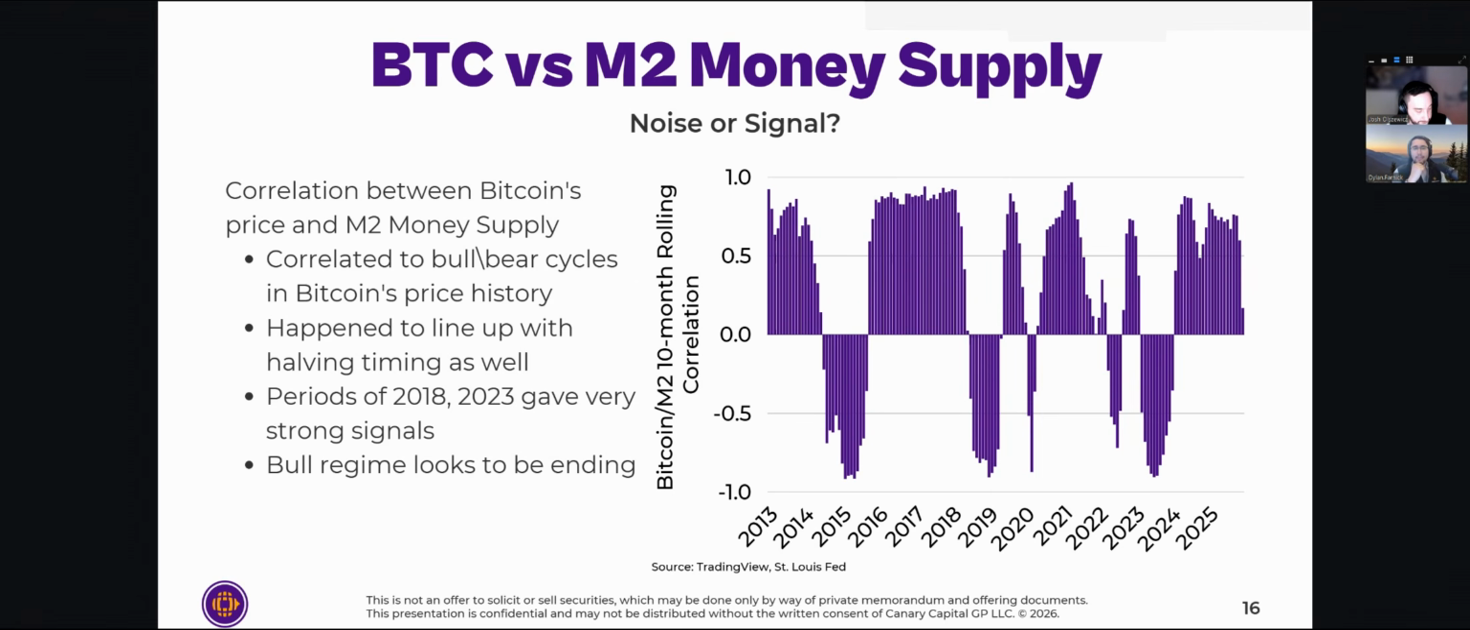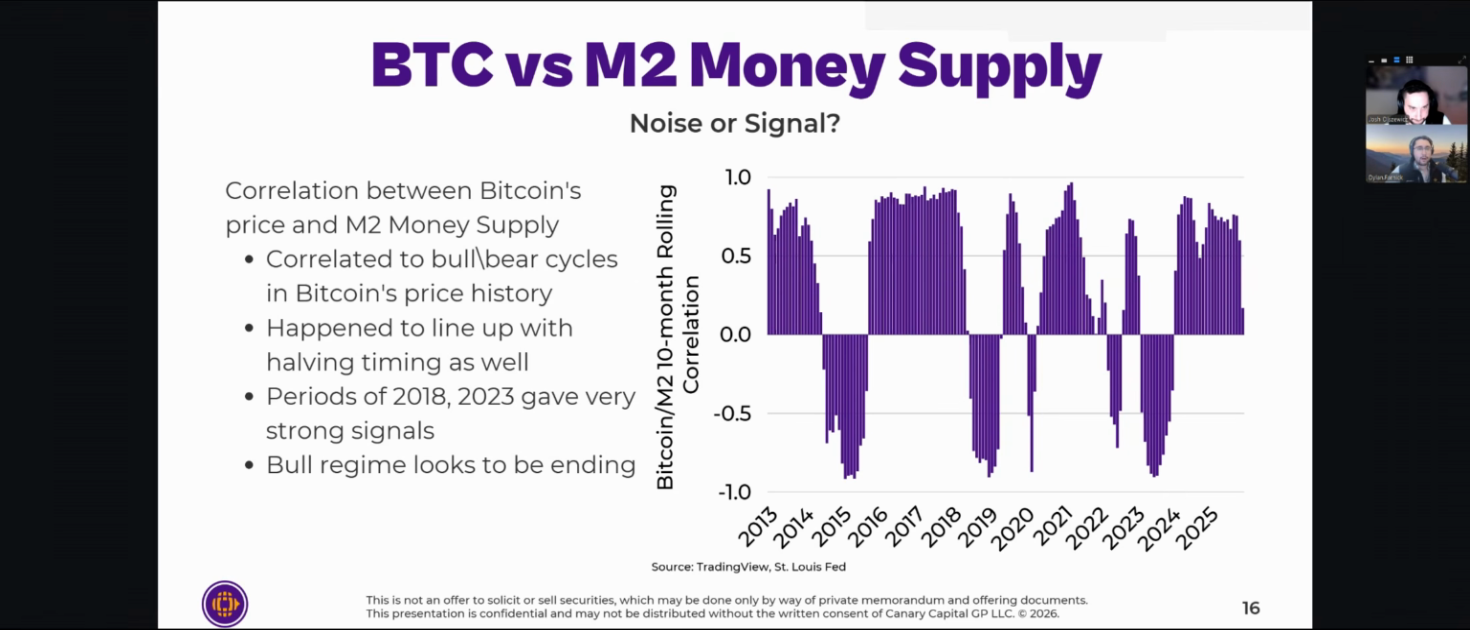And so we started looking back and started doing some correlation models, nothing complex, nothing fancy, just to take a look at what Bitcoin has done in the past relative to the signal M2 has given. It's just a simple correlation between the price of Bitcoin and the amount of M2 in circulation.